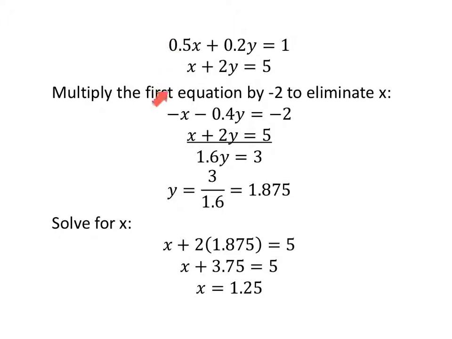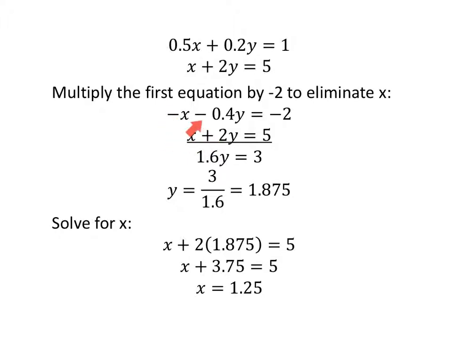0.5 times negative 2 is a negative 1x. 0.2y times a negative 2 is negative 0.4y. 1 times a negative 2 is a negative 2. Leave my second equation the same. When I add straight down, my x's cancel. They are eliminated. That's what I wanted.